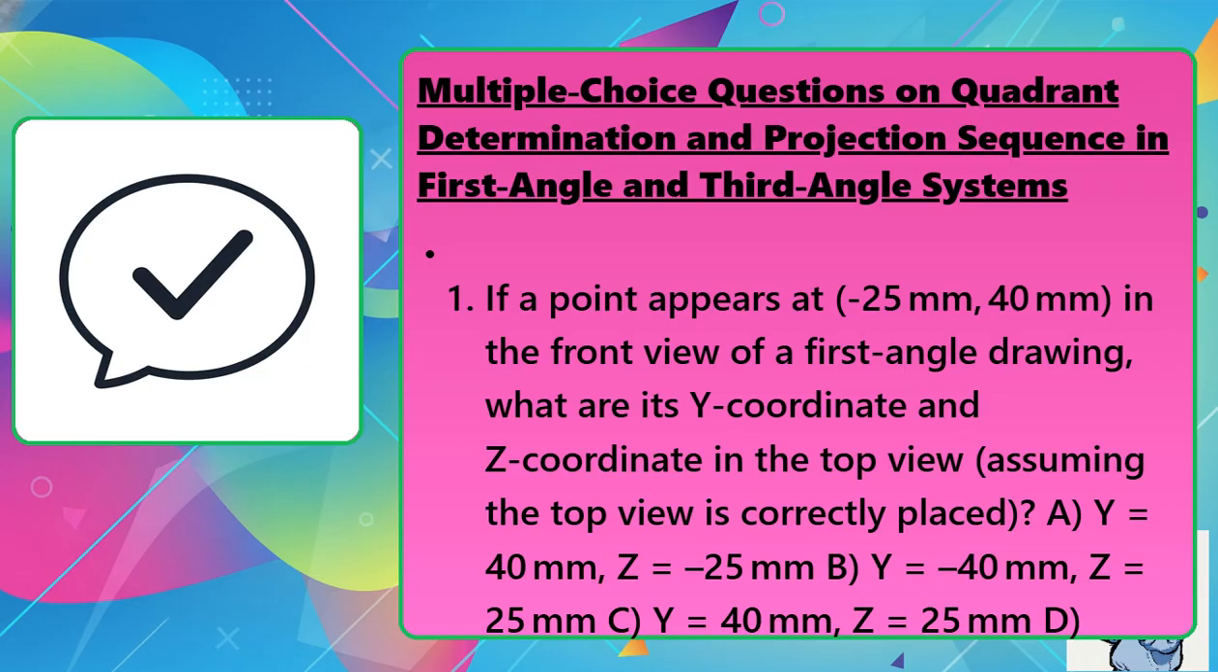drawing, what are its y coordinate and z coordinate in the top view, assuming the top view is correctly placed? Option A, y equals 40 mm, z equals -25 mm. Option B, y equals -40 mm, z equals 25 mm. Option C, y equals 40 mm, z equals 25 mm. Option D, unable to determine without additional data.